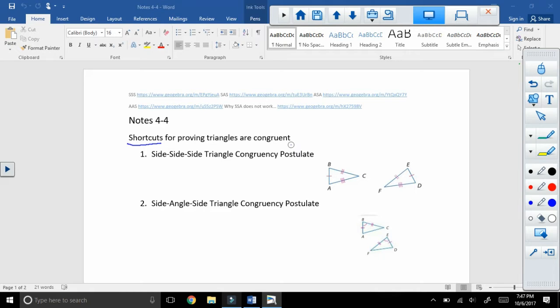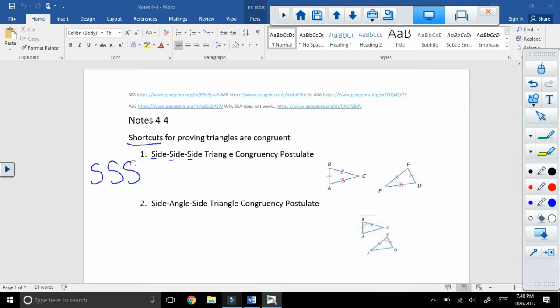For proving that triangles are congruent, the first one is called the side-side-side triangle congruency postulate, which I know could be a whole lot to say and a whole lot to write out. So there's even a shortcut for this shortcut and a different way to write it. You can abbreviate it just with the first letter of each of those, so you'll see it written out as SSS. If you are saying that to me or to somebody else, please still say side-side-side, just so we remember what we're talking about, but that's how you can write it on tests or quizzes, on homework, whatever you're doing.